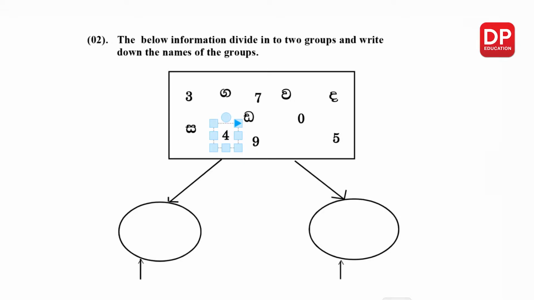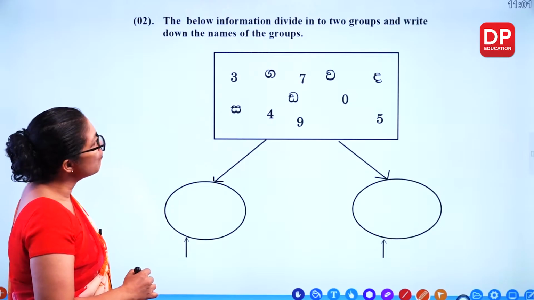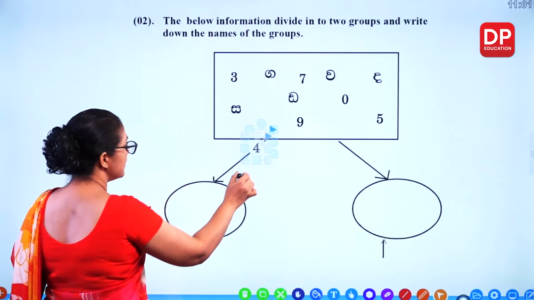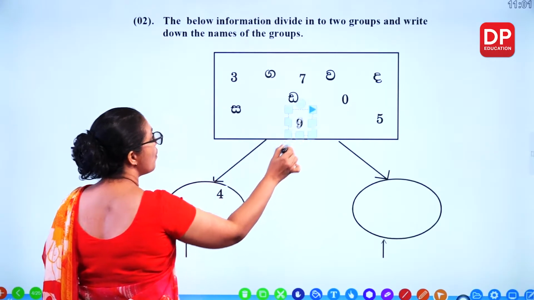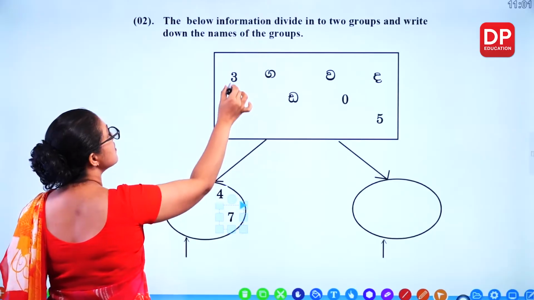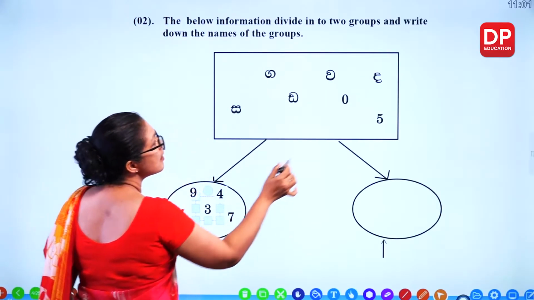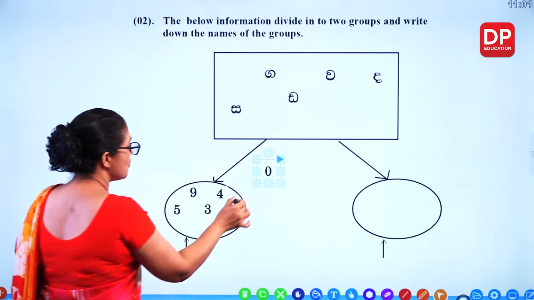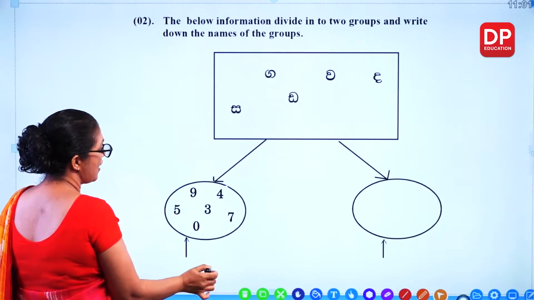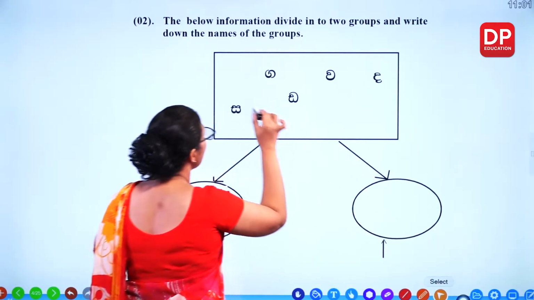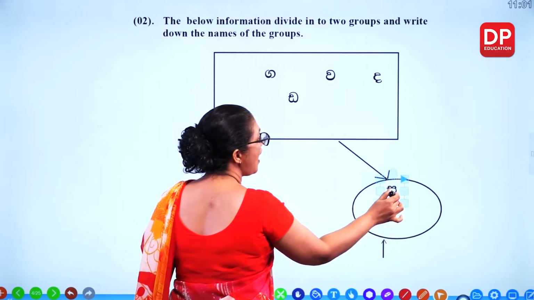Look at this one, the below information, divide into two groups and write down the names of the groups. Look at carefully. What can you identify? What are these? 4, 9, 7, 3, 5 and 0. Those are numbers. And what about the other letters? These are letters in the Sinhala alphabet.